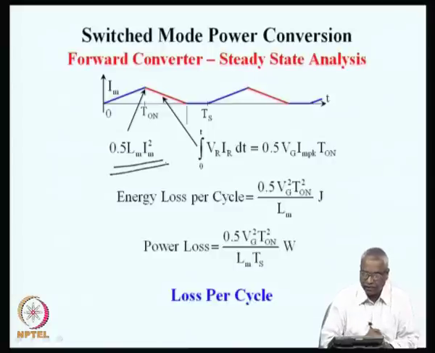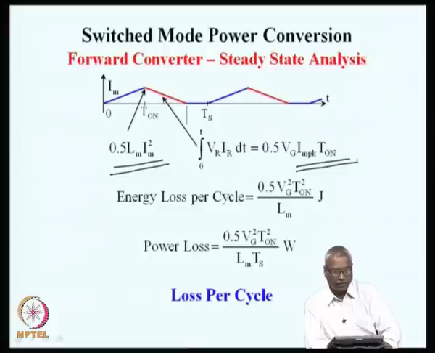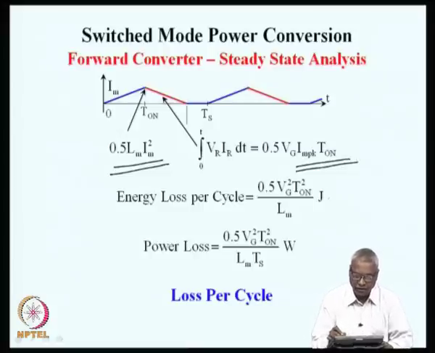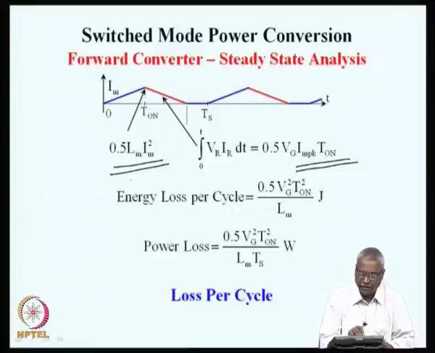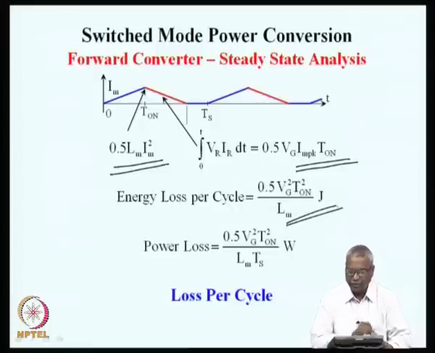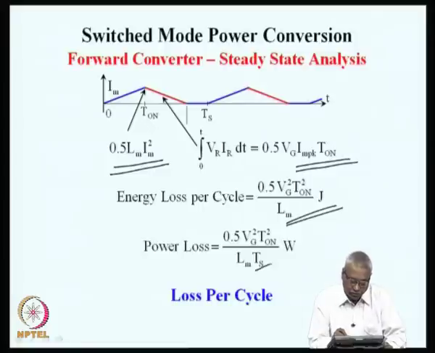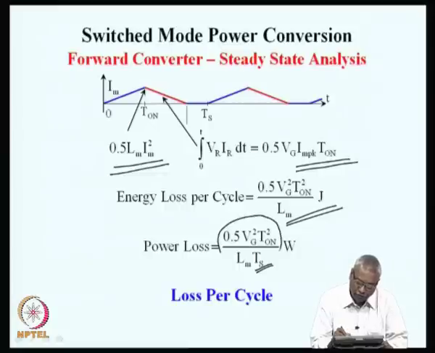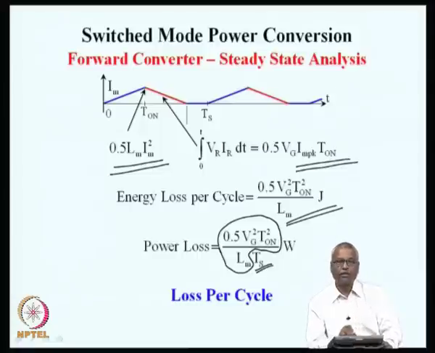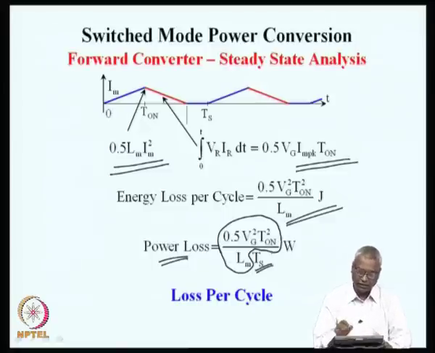The magnetization energy that you see here is the energy that is lost in VR, and the energy loss per cycle is this half L i square, which can be replaced by appropriate terms substituted here, and the power loss is the energy loss in 1 second. If the switching frequency is f of s, then this whole quantity, which is the energy loss per cycle multiplied by f of s or divided by Ts, is the power loss. Energy loss in 1 second is the power loss, and this is a loss per cycle.